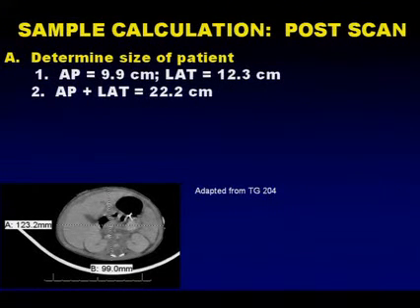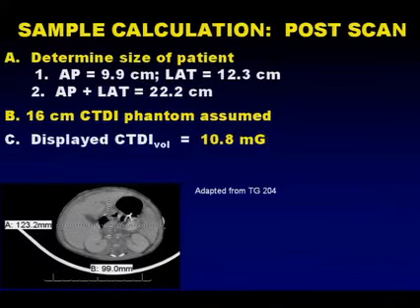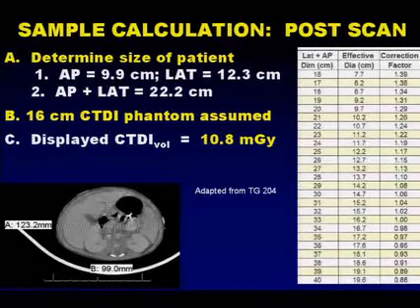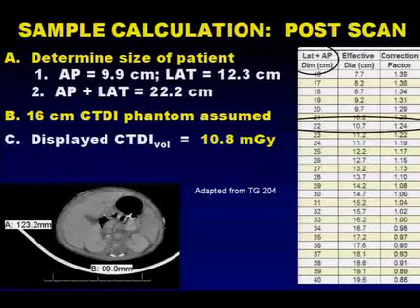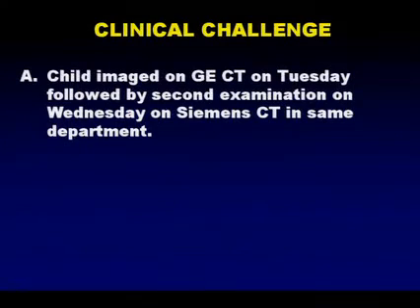Let's take that same patient, and let's just assume that the scanner used the 16 centimeter phantom instead of the 32, and now the displayed CTDI vol will be 10.8. We come to a different table in the report. Again, we come down to 22, and the correction factor is 1.24. And again, we get 13 milligray for the SSDE. We get the same answer for the same patient. That's somewhat comforting.